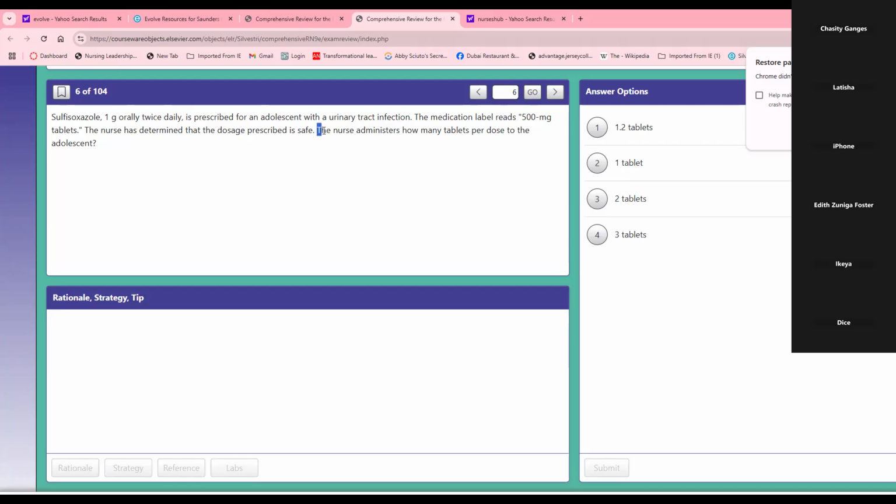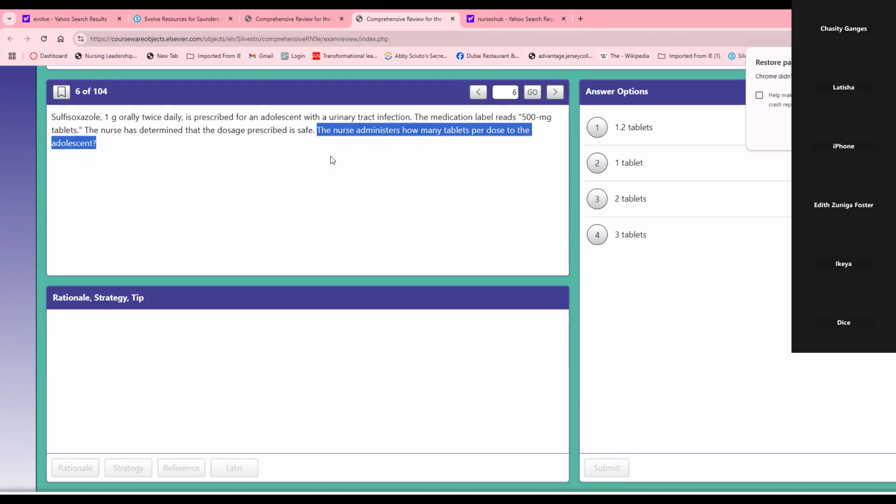Look at what the question says here. What does it say? Go ahead and read it for me, please. The nurse administers how many tablets per dose. So stop right there, because it doesn't matter really what the rest of it says, right? Now, what I need your brain to click in and say is, okay, this is asking about a dose, right? Yes.